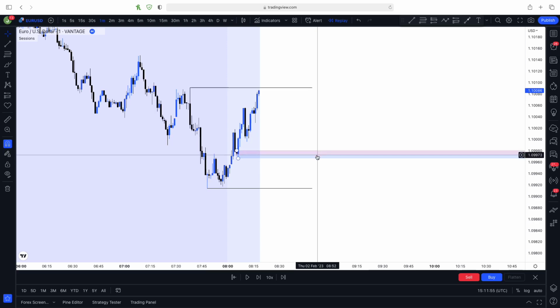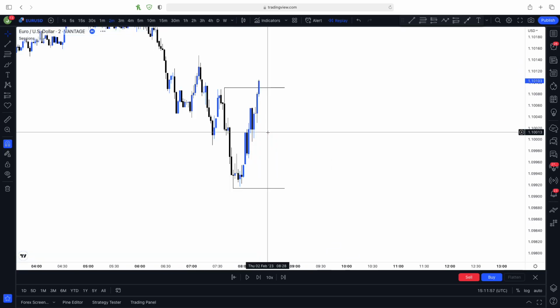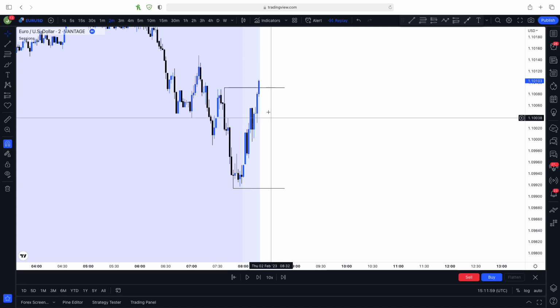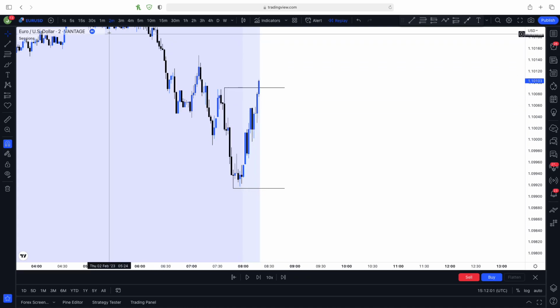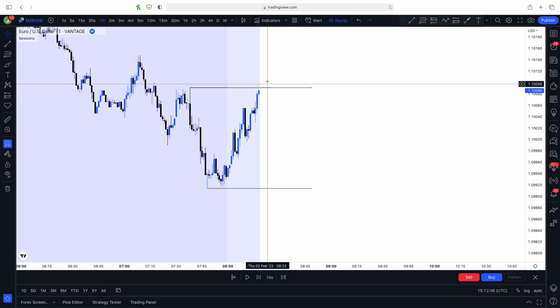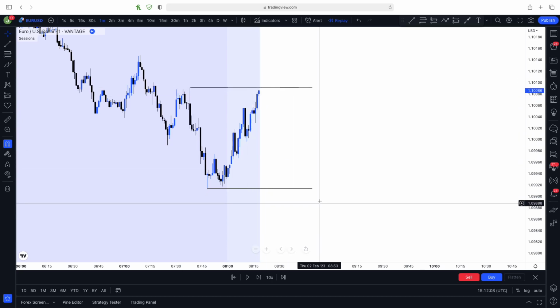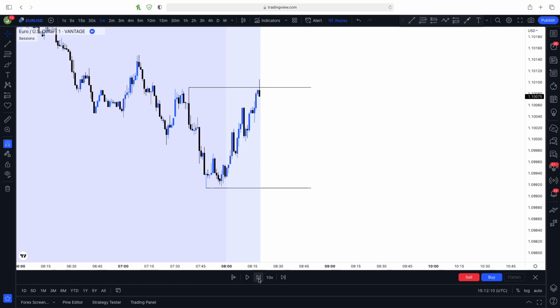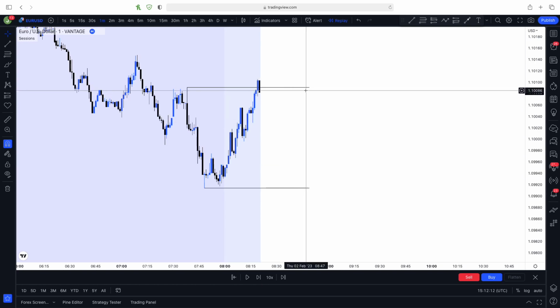Okay, so what's going to be option number two? So what we can do is have a look at the minor structure on the 2 minute. Okay, we still don't have anything, there's no pullback. So now we've reached this high, what we can be aware of now is if we break this high, we're then going to create a situation one structure point, right? So let's continue to play. Okay, so now we've broken that high for a situation three break of structure.